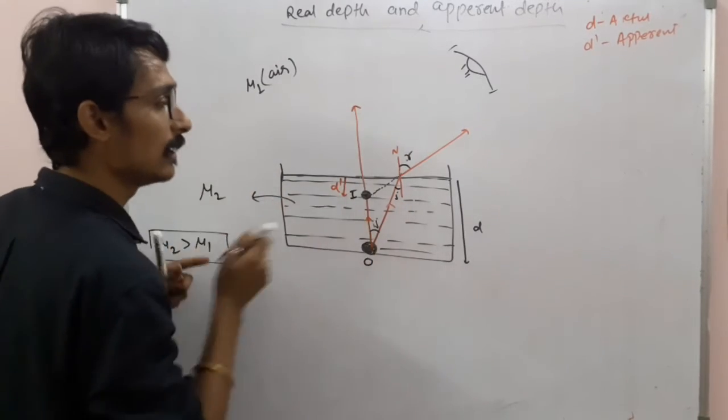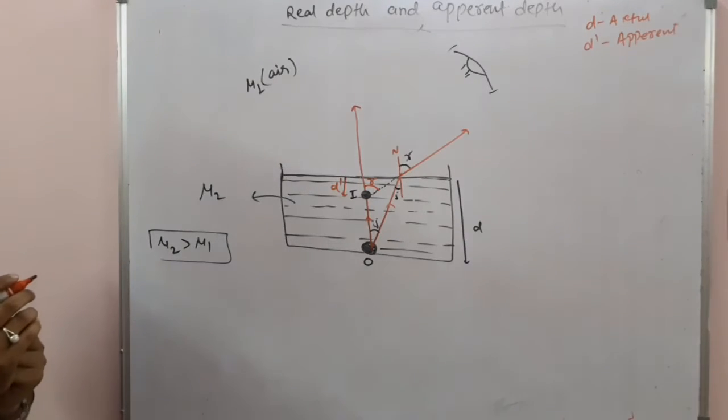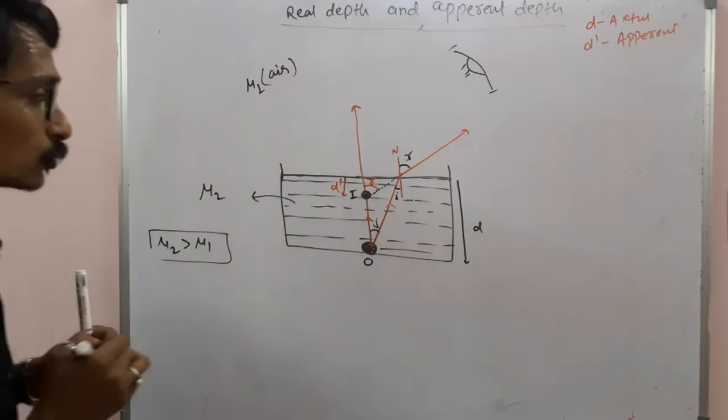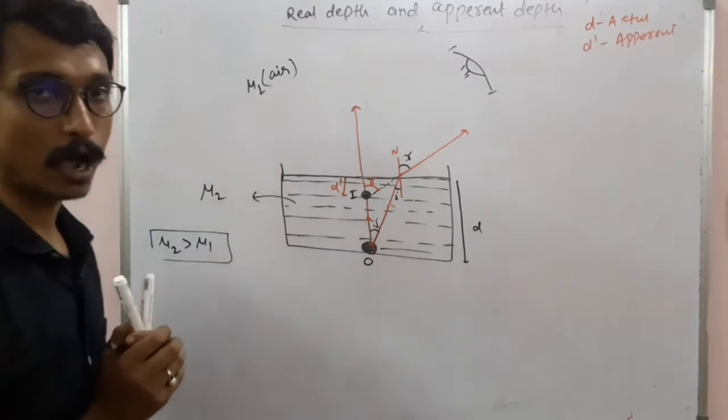Now see, if this is angle I, so by geometry this is angle I, this line is parallel, and this is angle R, definitely this angle will also be R. In geometry there must not be any confusion. So by geometry this angle is equal to I and this angle is equal to R.